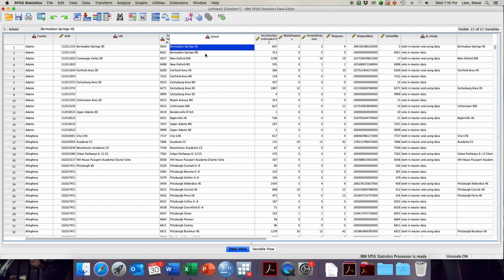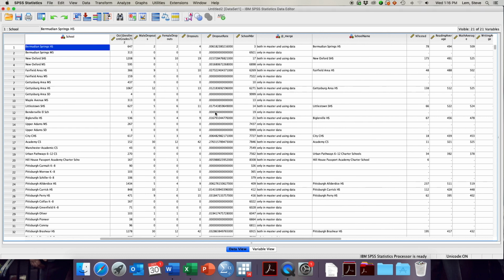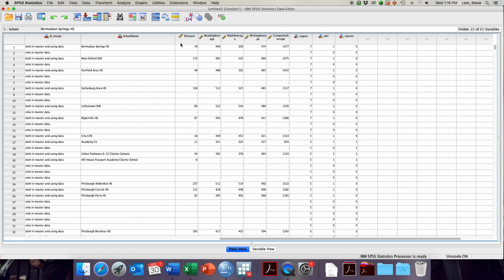Here we have all schools. So we have middle schools and high schools and elementary schools, as well as charter schools and cyber schools. And we have, at the end of the data file, information about SAT scores. So we have the number of students tested, we have a reading average, a math average, a writing average, and then a composite score based off of those three scores.